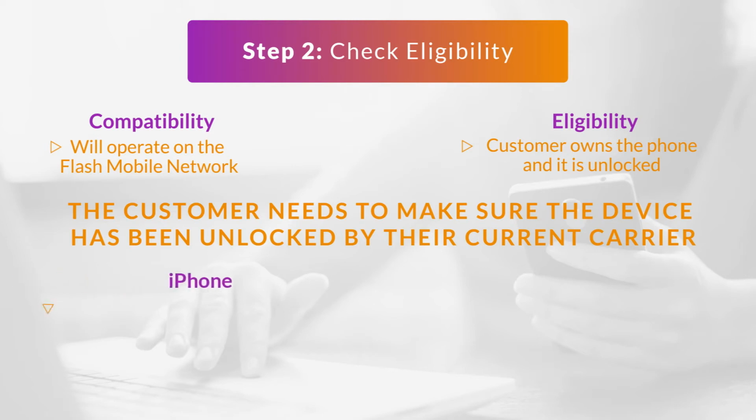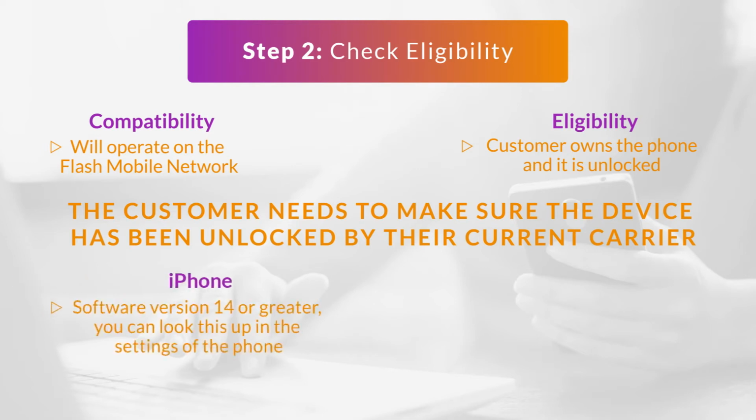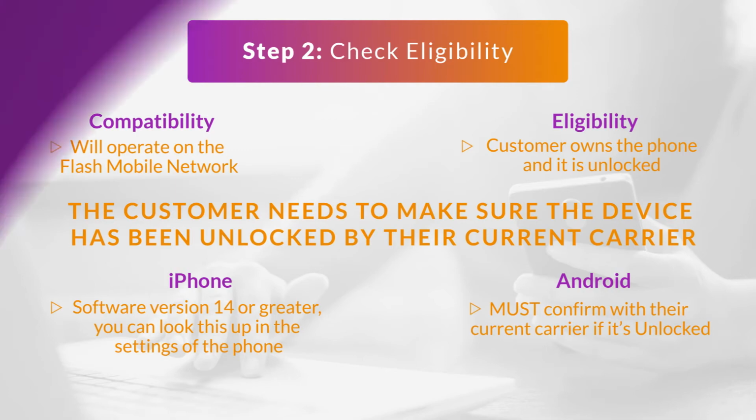For iPhones with software version 14 or greater, you can look this up in the settings of the phone. But for Android, at this time, they must confirm with their current carrier to ensure there are no issues when they power up their device for the first time with active Flash Mobile service.